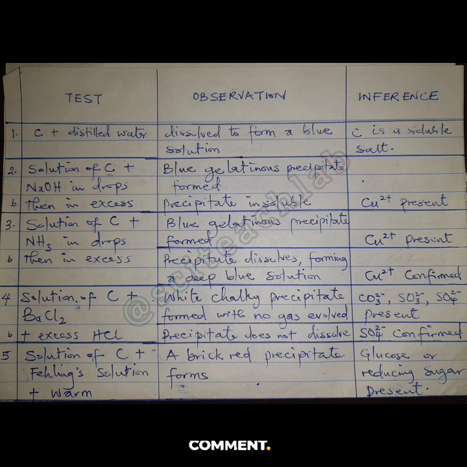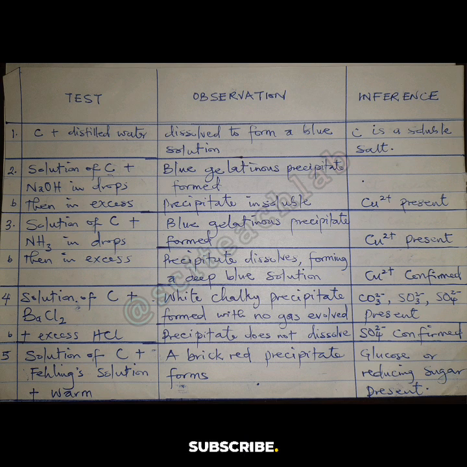So we add excess hydrochloric acid, and you saw that the precipitate did not dissolve. So you confirm that sulfate ion SO4 2- is present, because CO3 2- would have dissolved in excess HCl, SO3 2- would have dissolved, but SO4 2- wouldn't have dissolved. So that means it was actually SO4 2- that was the anion in that solution.